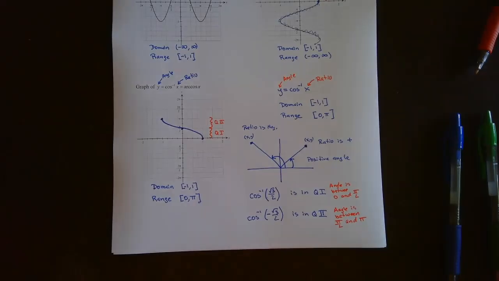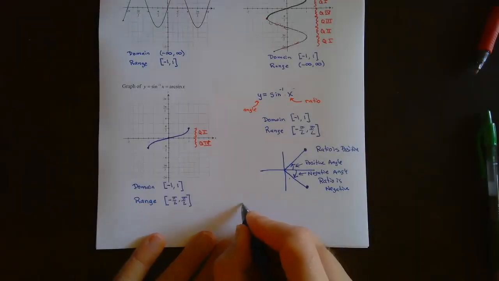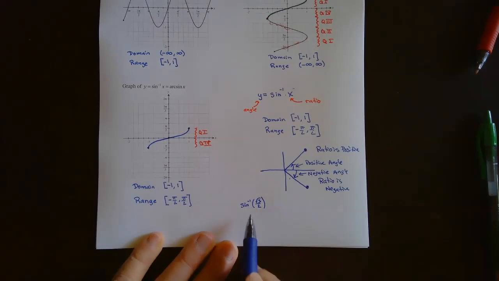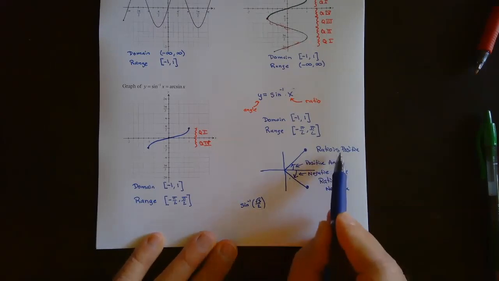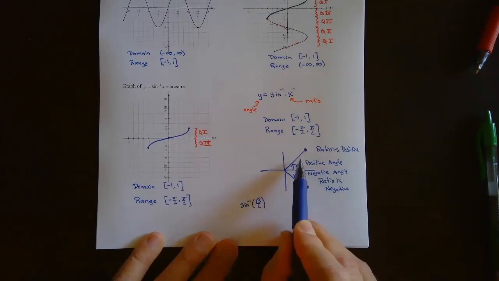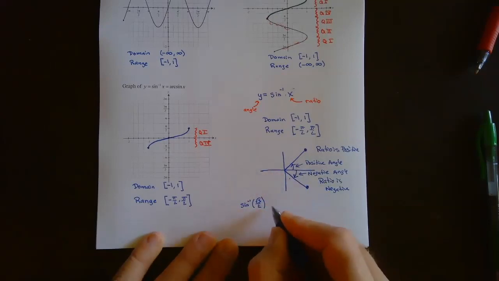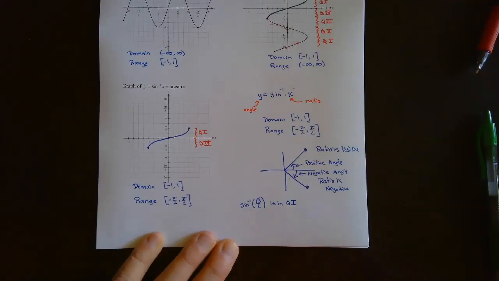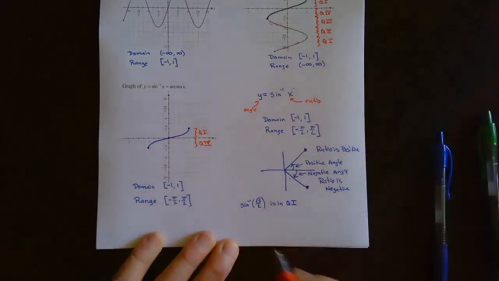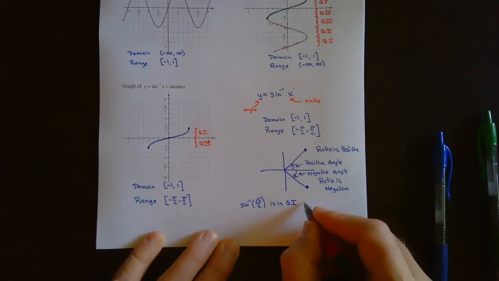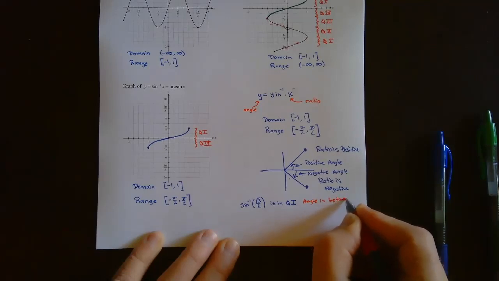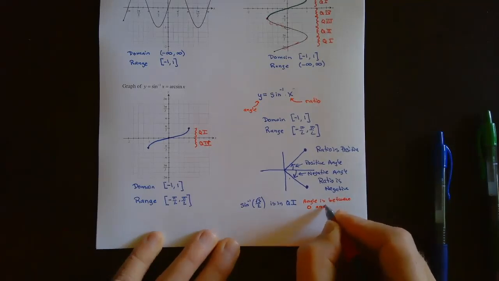Okay, let's go back to the first page. So let's talk about this. Let's say we took sine inverse of the square root of 3 over 2, same ratio as before, right? That's a positive ratio. I'm going to have to rotate into the first quadrant. So the answer to this is in quadrant 1, which would mean the angle would be between 0 and pi over 2 because I'm rotating positive into quadrant 1.